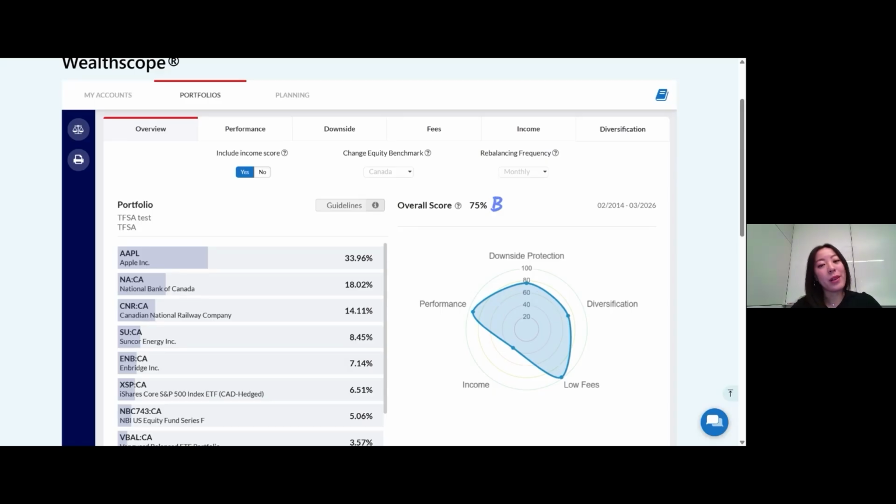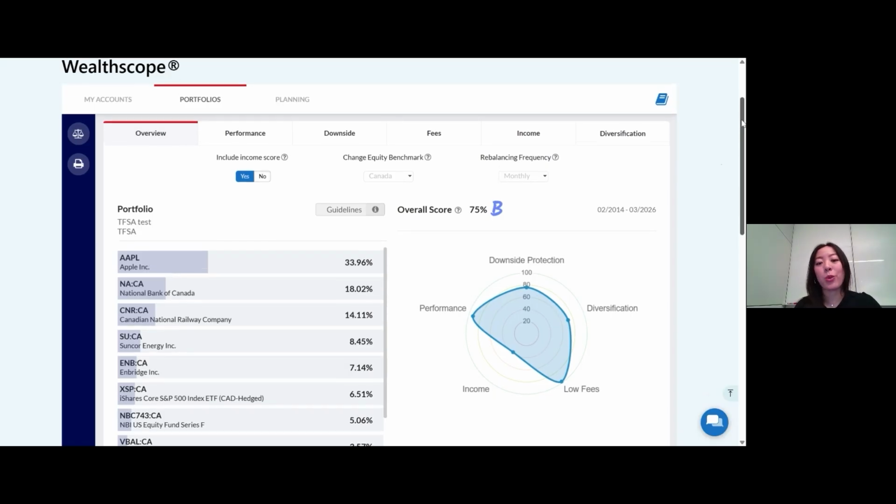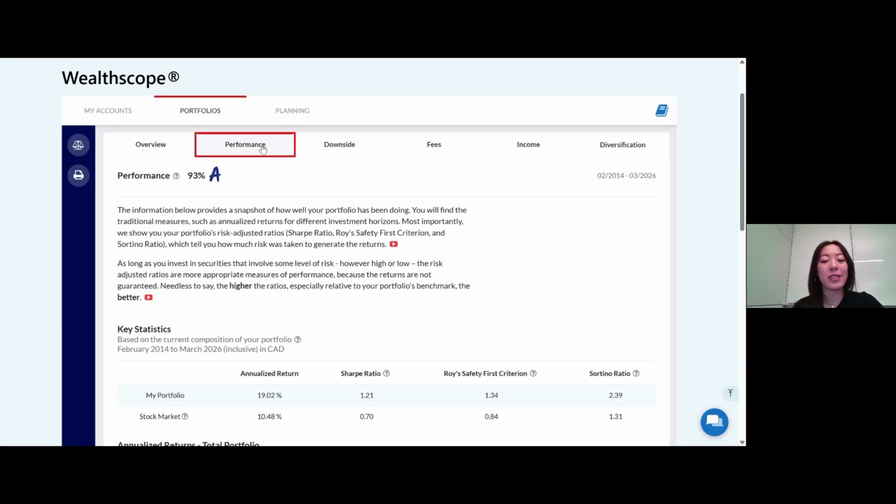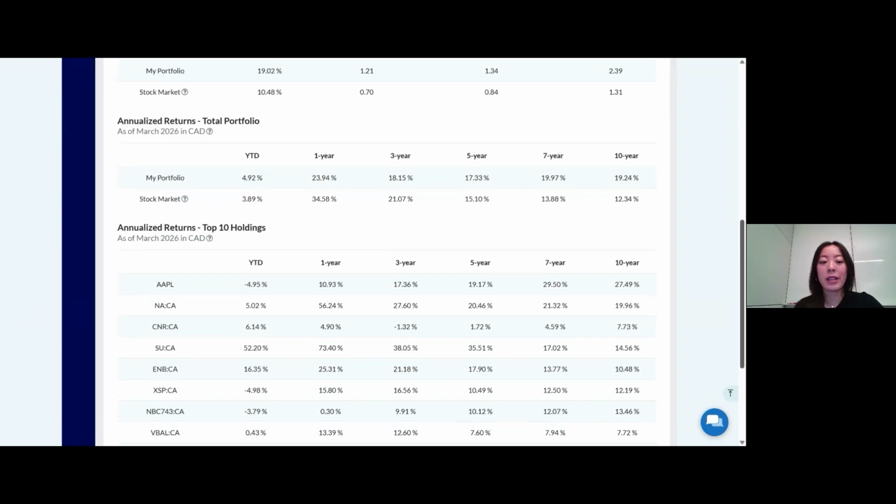you'll see that the Wealthscope tool does give me a score for my particular account. I score overall a B, which is not too shabby. And you can see to your left the weighting of each of my holdings in this test account. But on the top, you can see a breakdown of how this portfolio scores. On the performance side, I get an A.